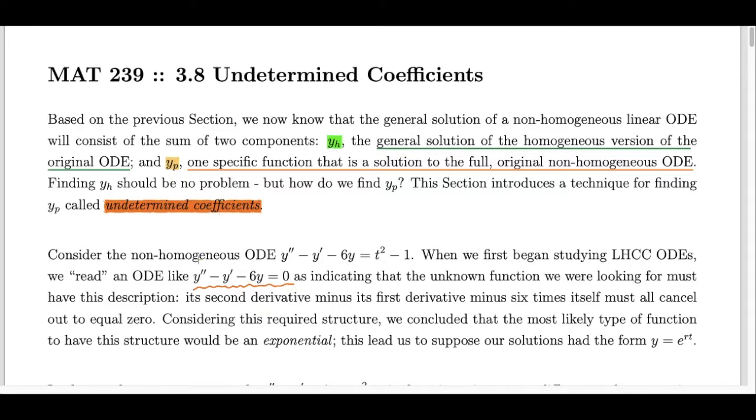This particular one says y double prime, so the second derivative of my unknown function, minus the derivative of my unknown function, minus 6 times that function, all need to add together and cancel out to equal 0. That's what this equation says. Based on this required structure, we decided the best candidate for a function that could satisfy this ODE would be an exponential. We enacted that conclusion by assuming our solutions had the form y equals e to the rt, and everything we've done in this chapter since has been derived from this assumption.